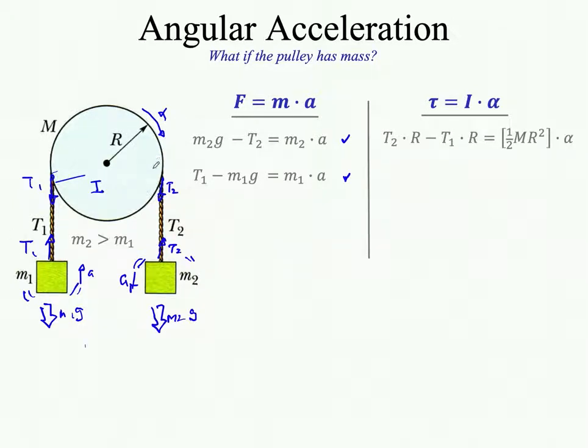This disk has two torques acting on it. T2 times the radius minus T1 times the radius. This torque is trying to rotate it this way. This torque is trying to rotate the other way. This one's going to win. It's got to be a larger torque because it's angular accelerating that way. Equals the rotational inertia of 1/2 mr squared times the angular acceleration alpha.